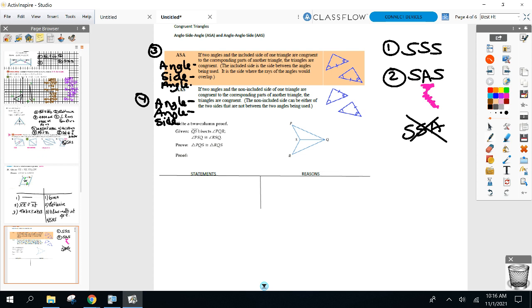Bottom line, here's what I'm trying to tell you all. If you have 2 angles and a side, you can do it. It's just a matter of you figuring out if the side's in the middle. Okay? Everyone all right? Ready for your first proof?